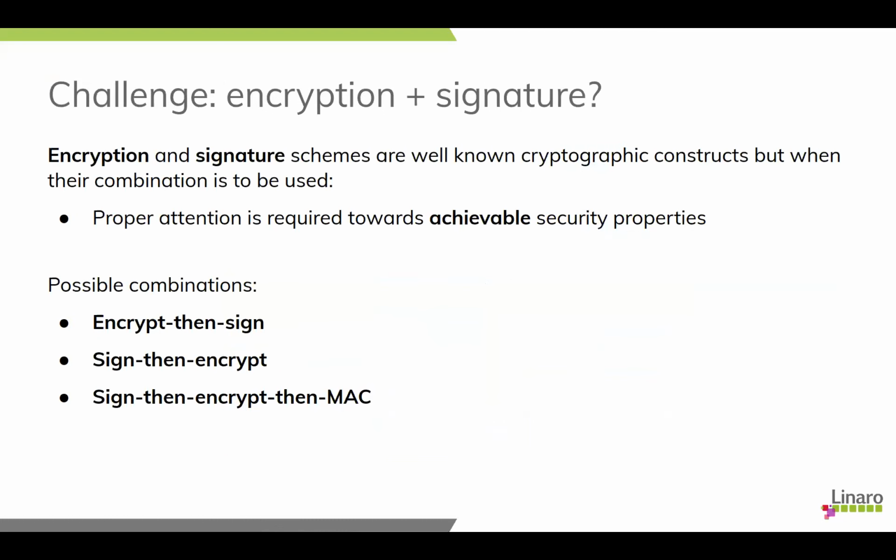So now coming on to the next challenge. What happens when we combine the encryption and the signature? Encryption and signature are two well-known cryptographic constructs, but when their combination is to be used, proper attention is to be paid towards the achievable security properties. So I've tried to list three possible combinations here: encrypt then sign, sign then encrypt, and lastly, sign then encrypt then MAC. So we'll try to discuss each of them in detail to know their benefits and compare them.